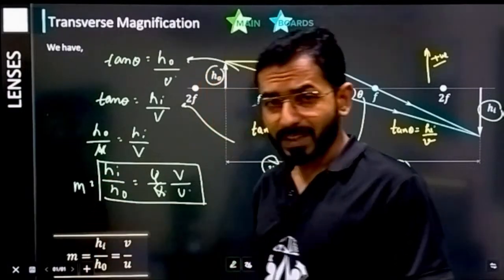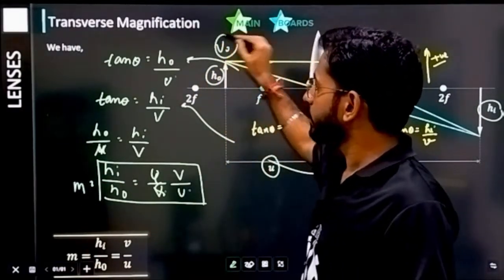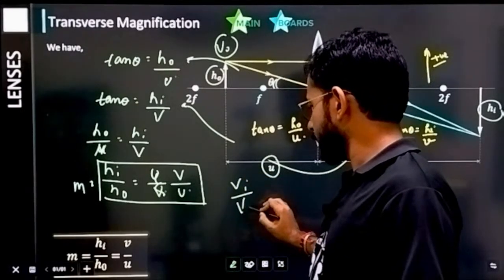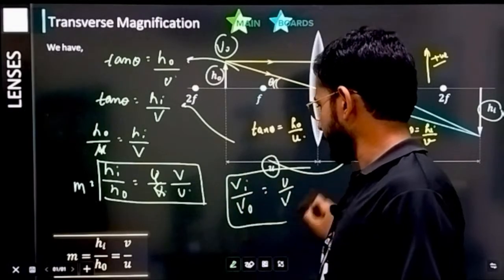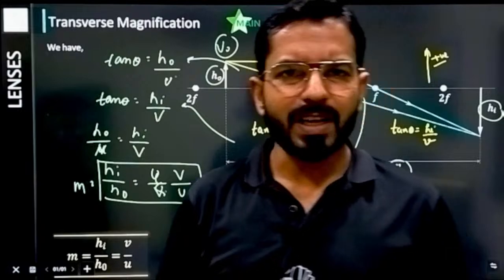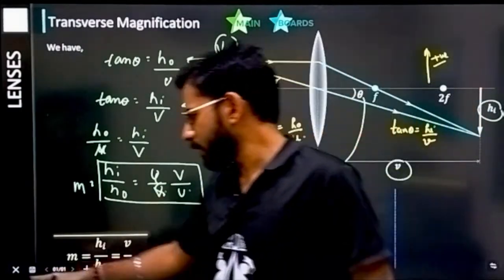Now let's suppose a particle is moving in this direction with some velocity of object. What will be the velocity of image? That can also be written in the same way. Velocity of image divided by velocity of object is simply u by v. As of now we have seen these cases multiple times, so I hope this will be clear to you.